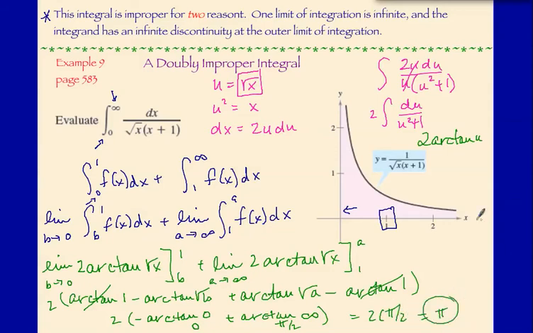And isn't it fitting that we end on that note? The area under the curve from 0 to positive infinity of this function is pi on the day after Pi Day.